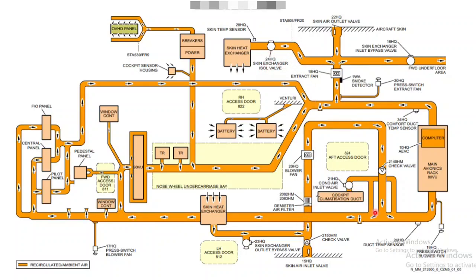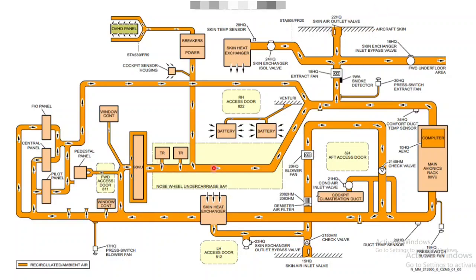So again, if you go further, demister filter, blower fan, then check valve, again air is distributed to the skin heat exchanger, then it will be distributed to the window computer, forward access door, pedestal panel area, then pilot panel area, central pedestal panel area. You can see, just check the arrow marks, it will cool almost all the avionics equipment, TRU, whatever computers are there, and the avionics compartment, TR computers, this all will cool, and again it will exit through this skin air valve.